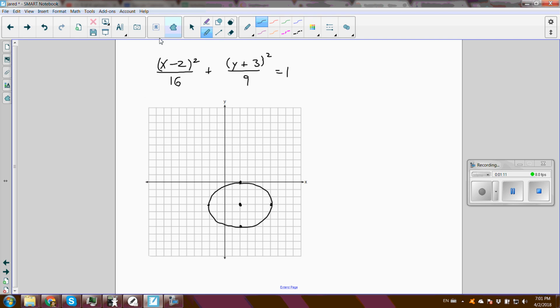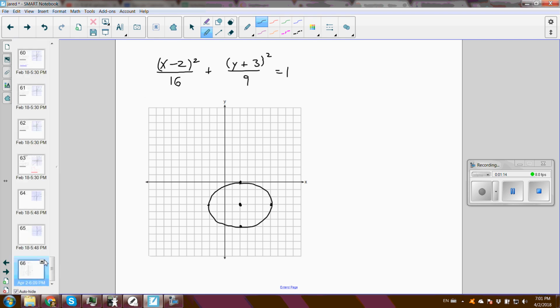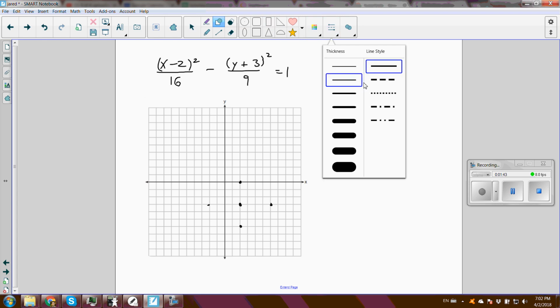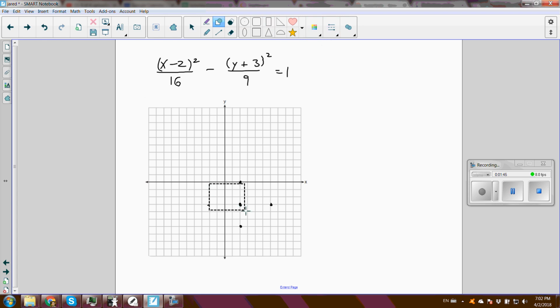All right, now suppose I take this ellipse and change the equation by simply changing that plus to a minus. That is the only difference between the equation of an ellipse and the equation of a hyperbola. And so we have those same 4 points. We start with those same 4 points, and all we do is create an imaginary rectangle from those 4 points.